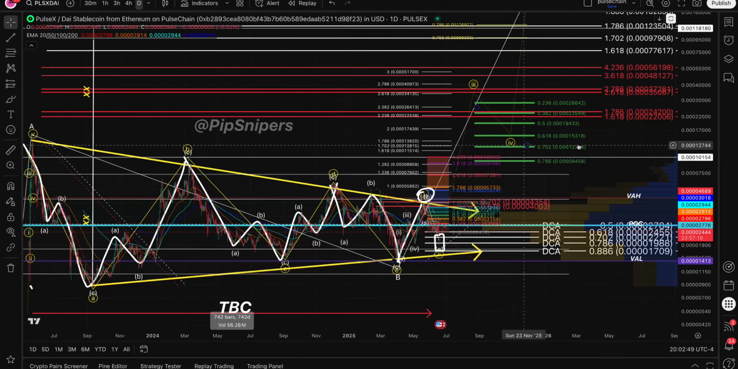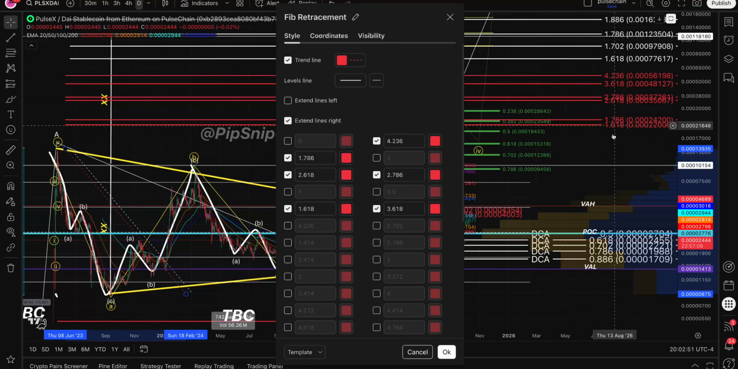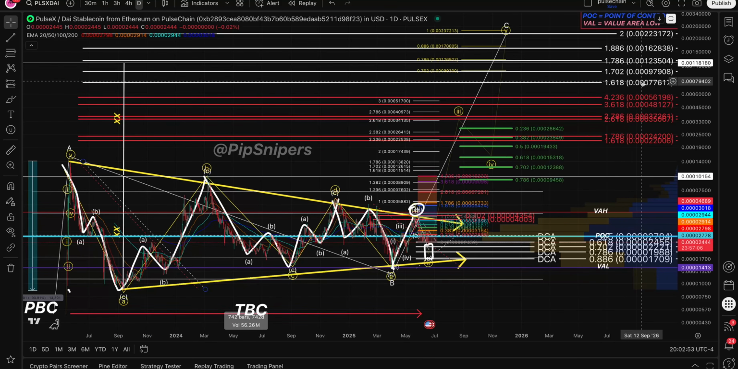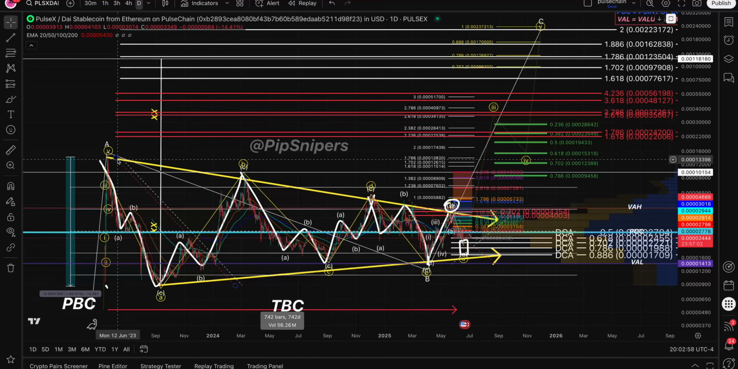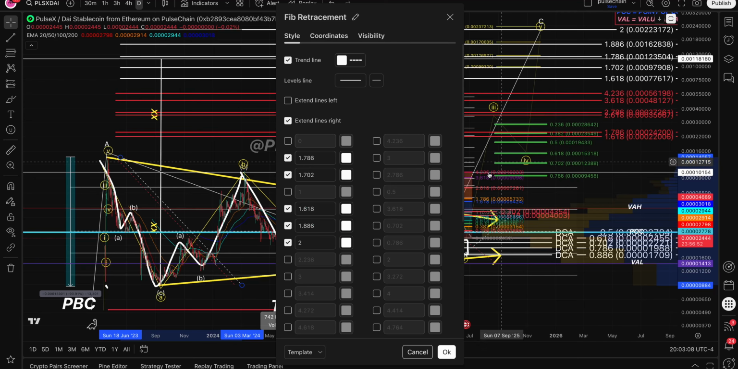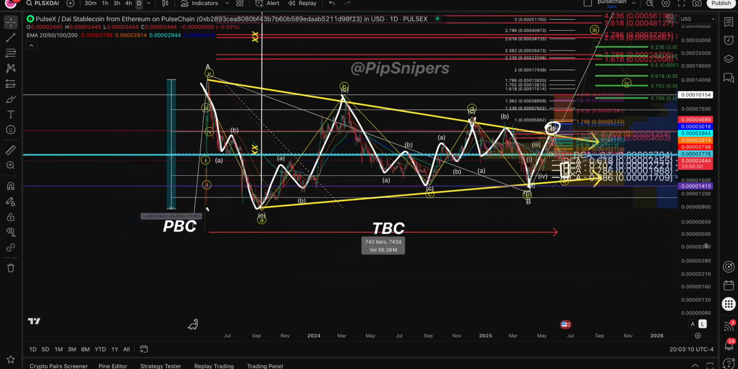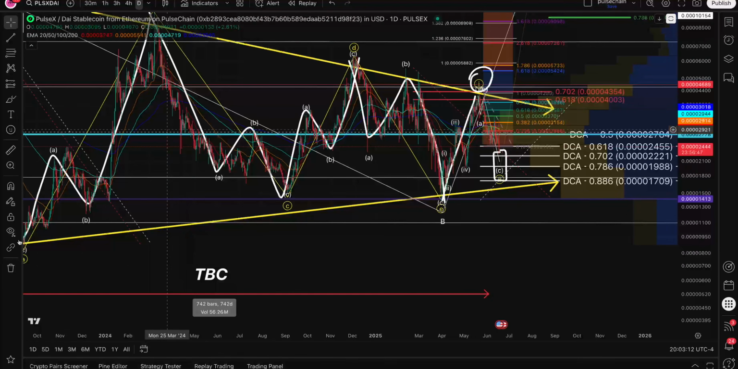These red fibs over here would be the conservative targets, and then these white fibs would be the little more aggressive targets, found by taking a fib from the peak of the range down to the lowest recorded price, so down to the trough, on the linear and on the log. Okay. So now I'm going to show you the bearish scenario on PulseX.